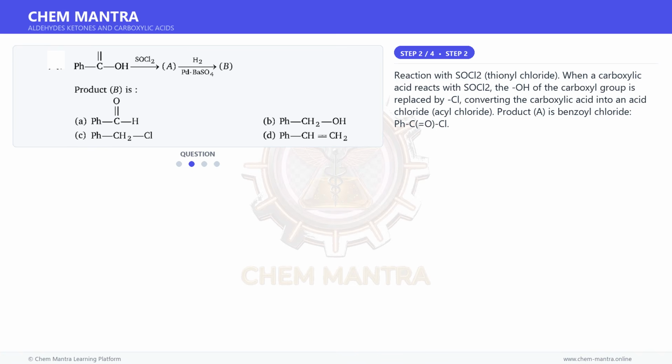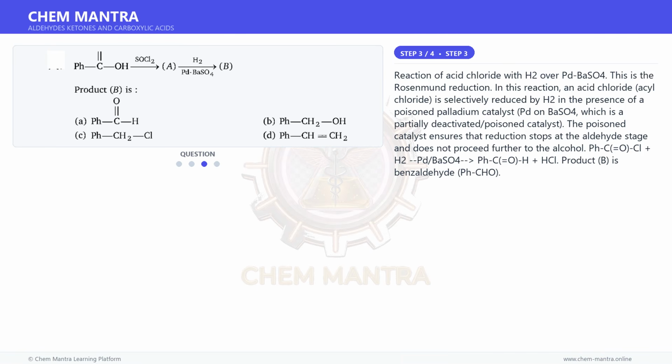Reaction with SOCl2, thionyl chloride. When a carboxylic acid reacts with SOCl2, the OH of the carboxyl group is replaced by Cl, converting the carboxylic acid into an acid chloride, acyl chloride. Product A is benzoyl chloride, PhC=OCl. Moving on to the next step.